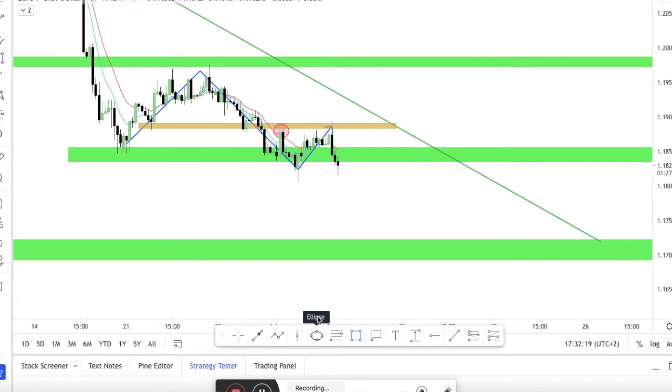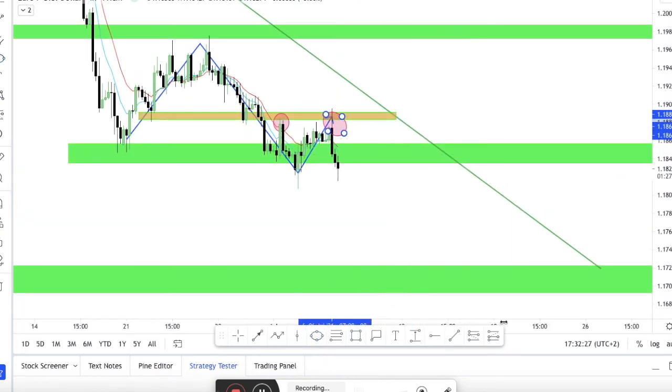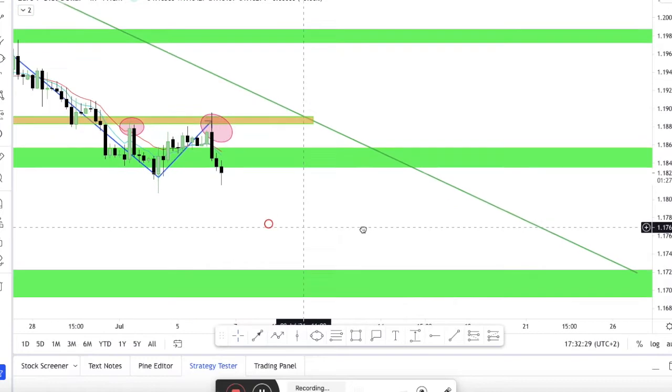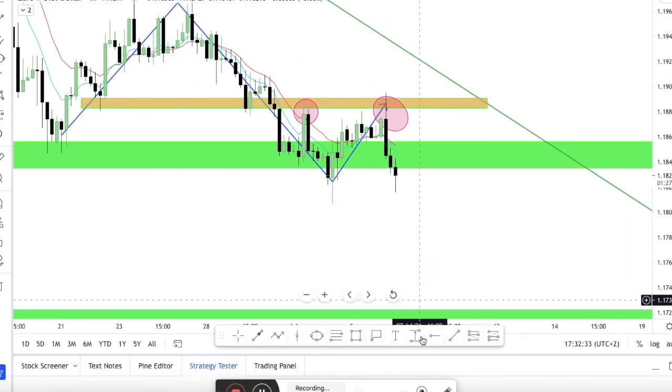1 and 2. After this one, we had a very strong push to the downside. Remember, this is the 4 hour. Let me just space it out so it can be a bit clearer. Remember, this is a 4 hour.